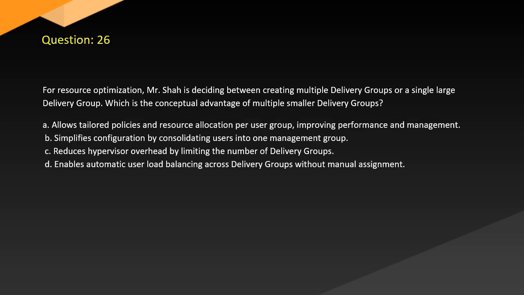Question 26. For resource optimization, Shaw is deciding between creating multiple delivery groups or a single large delivery group. What is the conceptual advantage of multiple smaller delivery groups? A. Allows tailored policies and resource allocation per user group, improving performance and management. B. Simplifies configuration by consolidating users into one management group. C. Reduces hypervisor overhead by limiting the number of delivery groups. D. Enables automatic user load balancing across delivery groups without manual assignment.